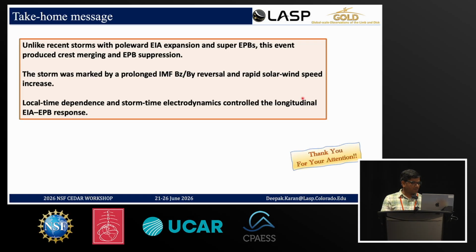So the take-home message from this unique observation is that, unlike the recent superstorms, whatever has happened in 2023, 2024, 2025, in most of the cases, I think all of the cases, the EIA crest has gone poleward expansion. But in this case, it is a very equatorial merging of the EIA crests. And of course, because of that, we don't see any plasma bubbles over those regions.